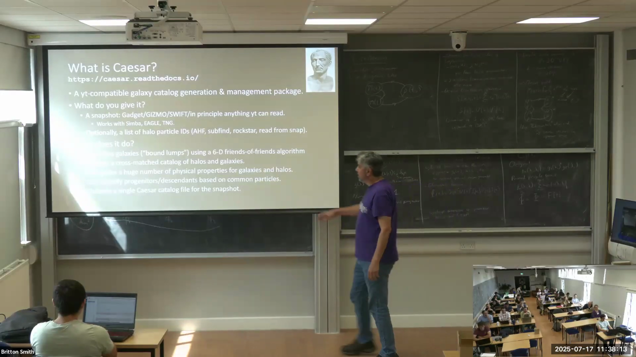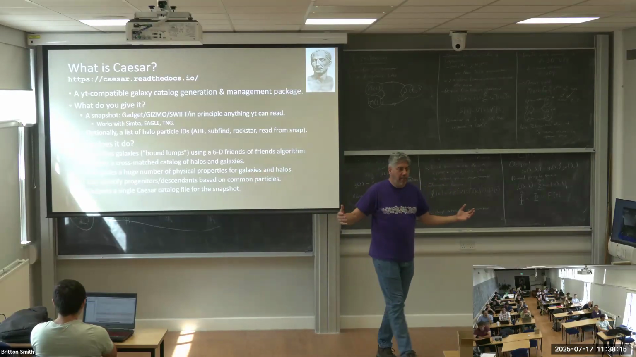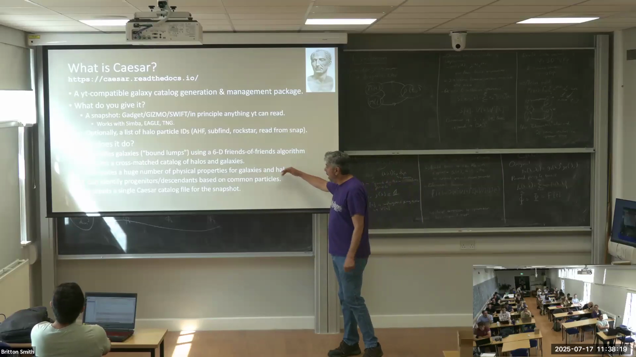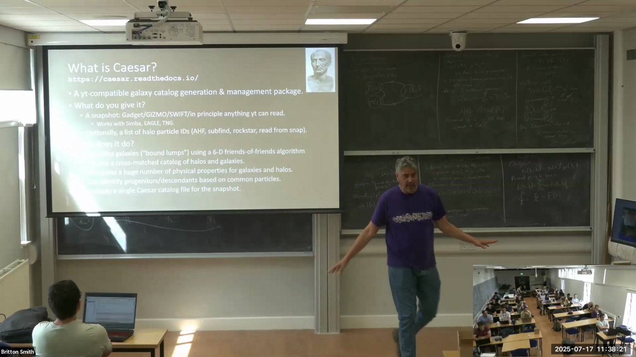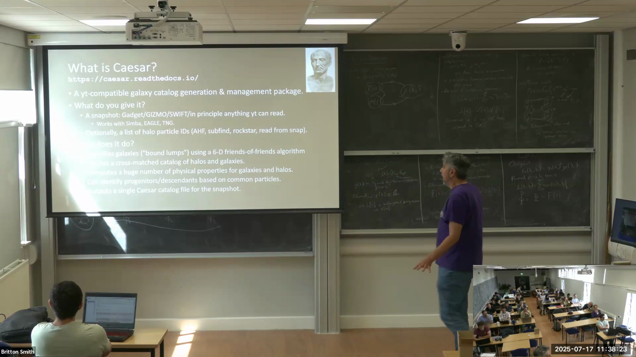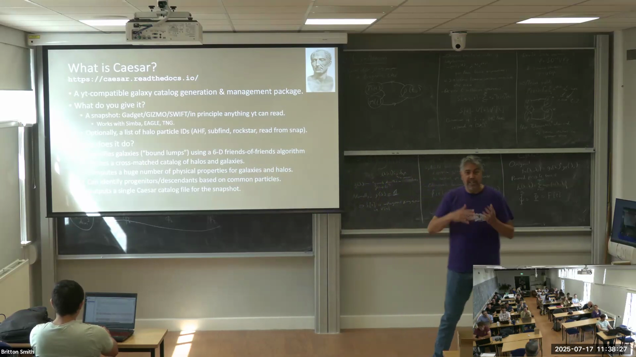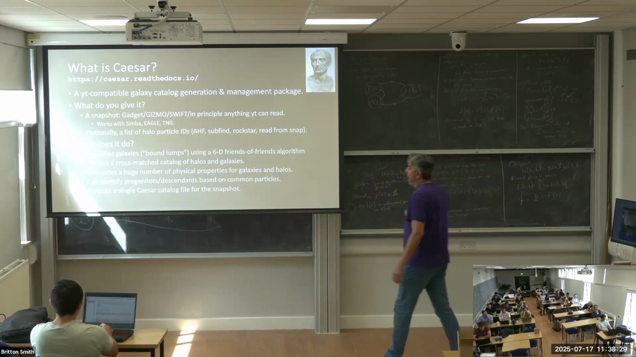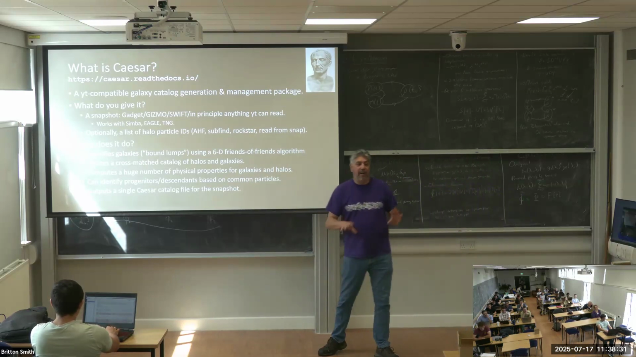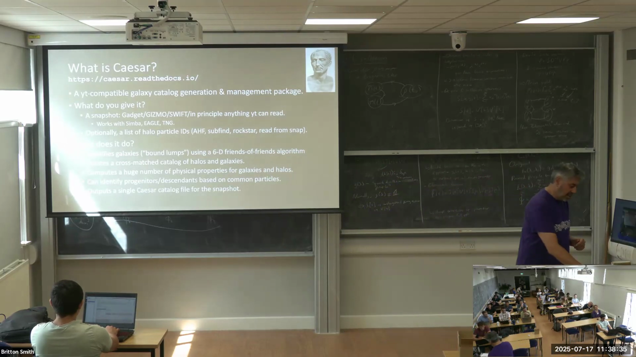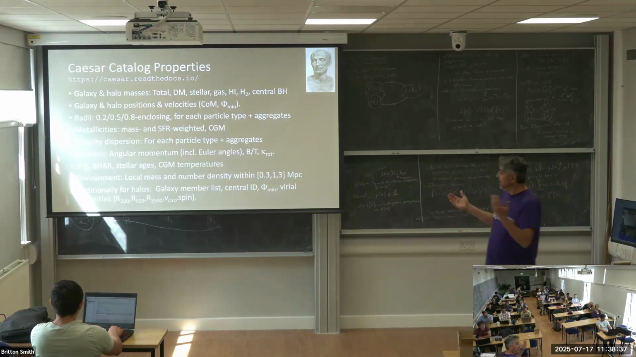Then it goes through and creates this cross-matched big catalog between galaxies and halos. For each galaxy or halo, it computes a huge number of physical properties, which I'll describe. It can even do things like identify progenitors and descendants of those things in other snapshots. And then it outputs a single catalog file per snapshot. So for each snapshot, you have your associated Caesar catalog. So what's in this thing?